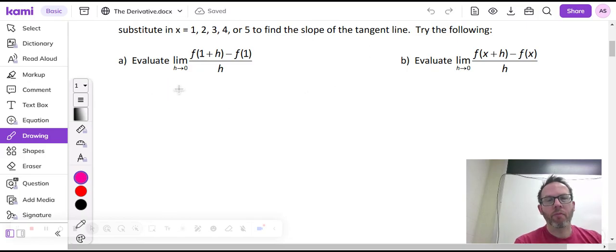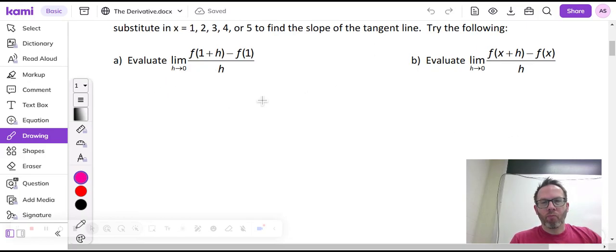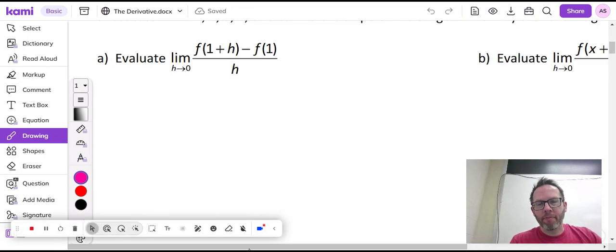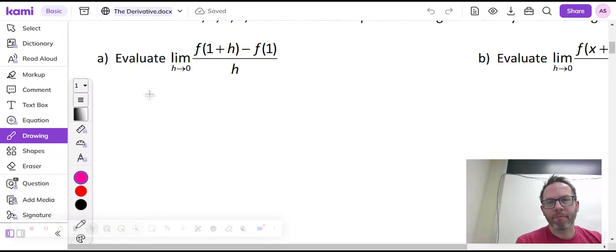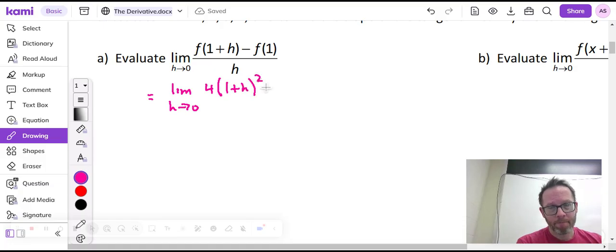All right. I'm going to zoom in a little bit because my fine motor skills suck. Let's go. So the function is 4x squared. So f at 1 plus h would be 4 times (1 plus h) squared. f at 1, when you plug in 1, you get 4 for the function, all over h. Very similar to the first warm-up question.